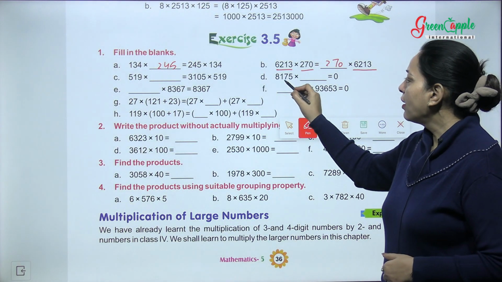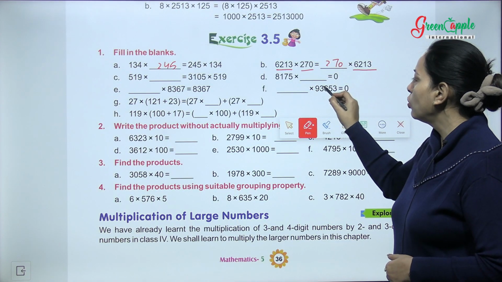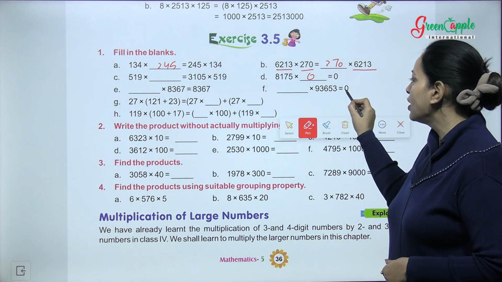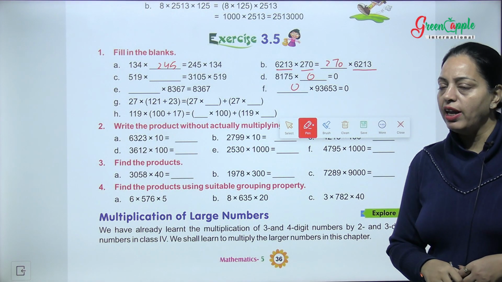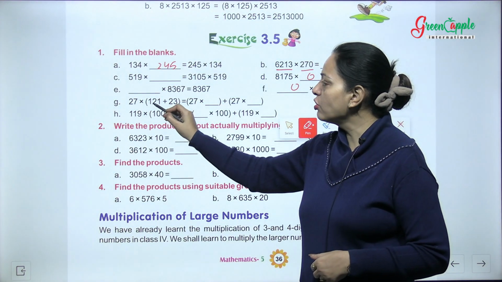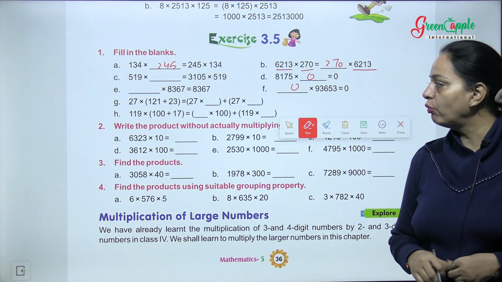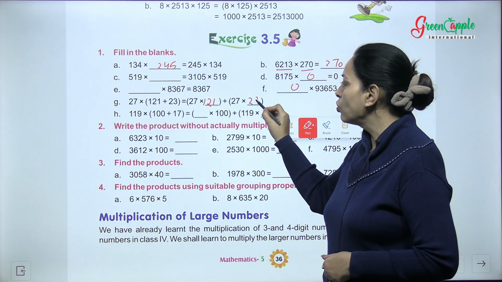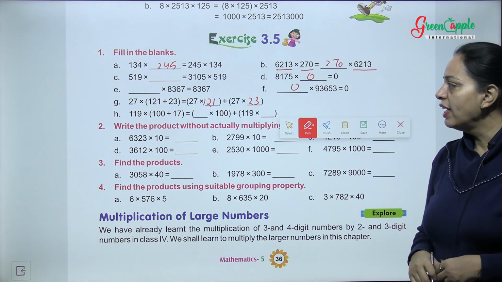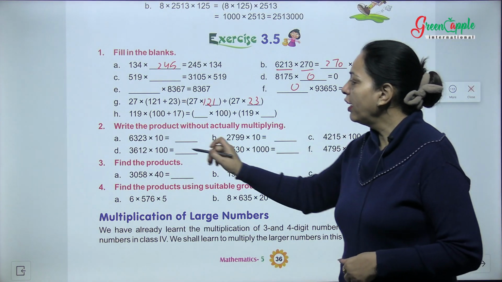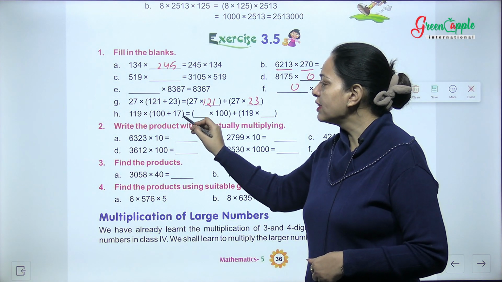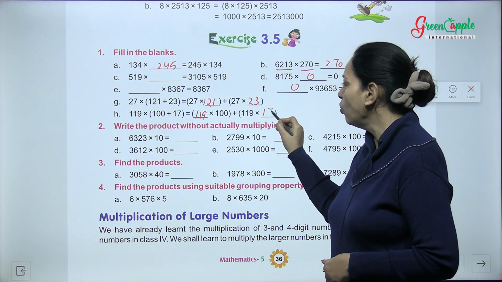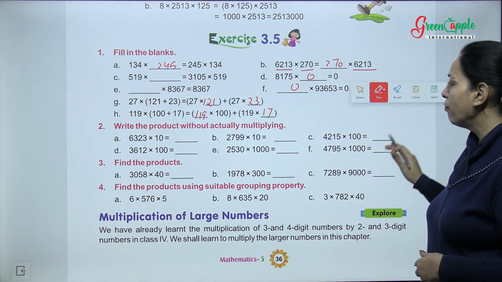Now see this D part, this number multiply dash equals 0, so multiply by 0. Now F part: dash into this equals 0, so 0, okay. Now see G part: 27 into 121 plus 23, so 27 into 121 plus 27 into 23, right? Now H part here: 119 multiply 100 plus 17, so 119 into 100 plus 119 into 17, distributive property.